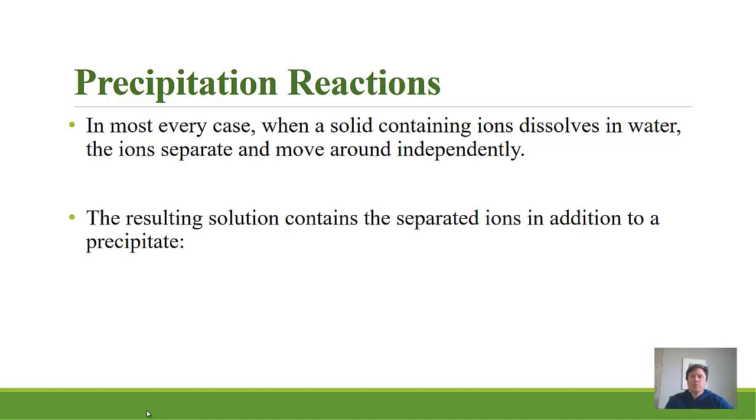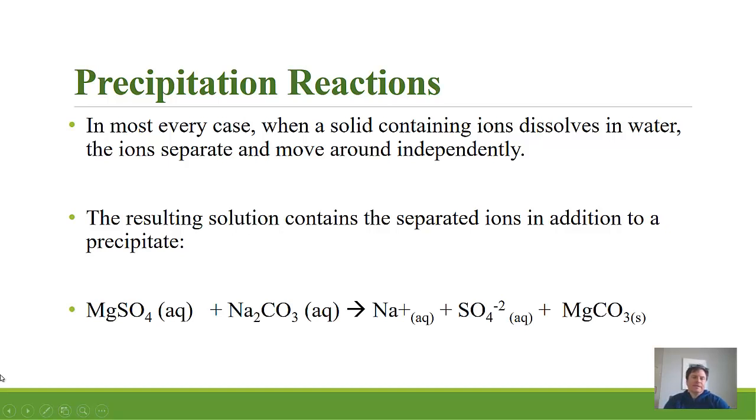And so when you get a solution of these compounds going together, the solution is not only going to change to a precipitate, but also have those ions floating around. We can write it something like this. Here's what we started with. And remember, we formed magnesium carbonate as a solid, and then we had the sodium and the sulfate ions just floating around in the solution.